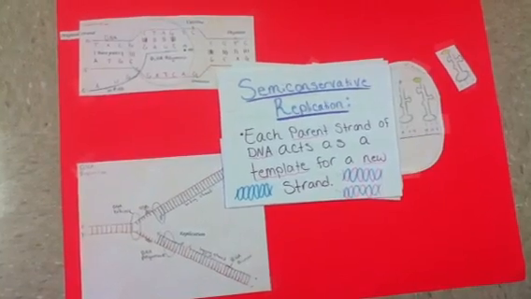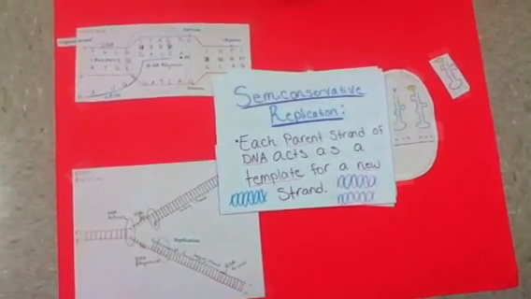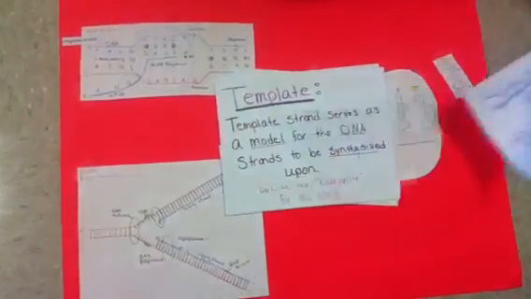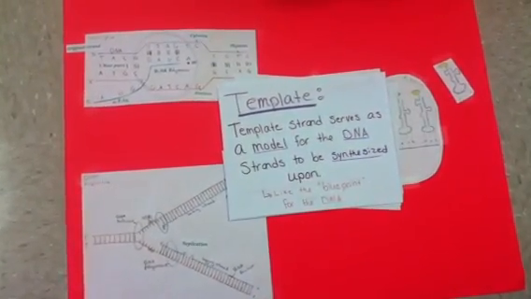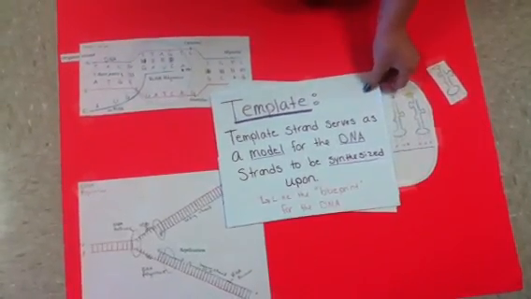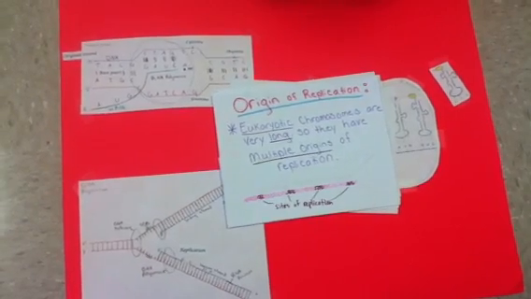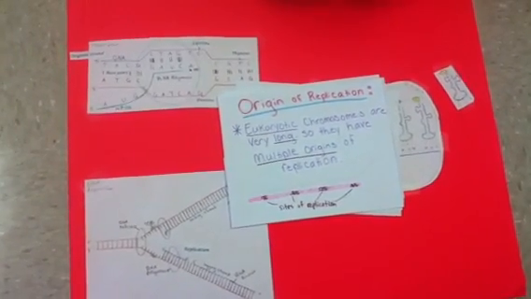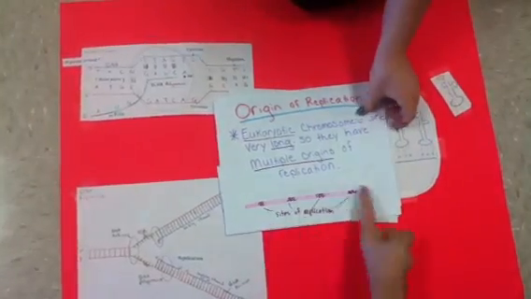Semi-conservative replication. Each parent strand of DNA acts as a template for a new strand. Template. The template strand serves as a model for the DNA strands to be synthesized upon, like the blueprint for the DNA. Origin of replication. Eukaryotic chromosomes are very long, so they have multiple origins of replication, as shown below.